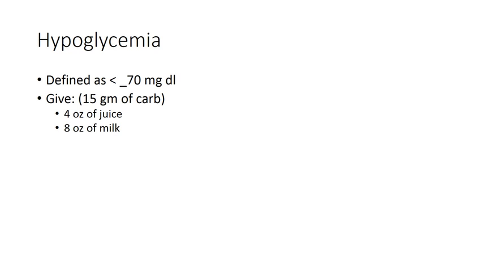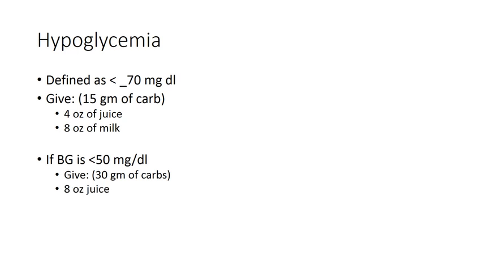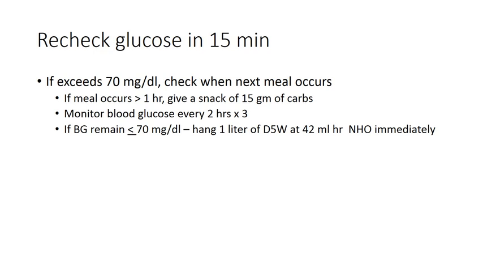However, here's the change. If the blood glucose is less than 50, then you actually give more. They want you to give 30 grams of carbs, which is 8 ounces of juice or 16 ounces of milk. Please refer to Appendix B that's in your folder. Okay, in Appendix B, you'll notice there's an algorithm here. They want you to recheck your glucose in 15 minutes.